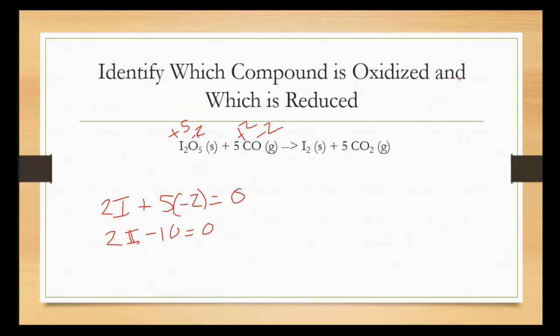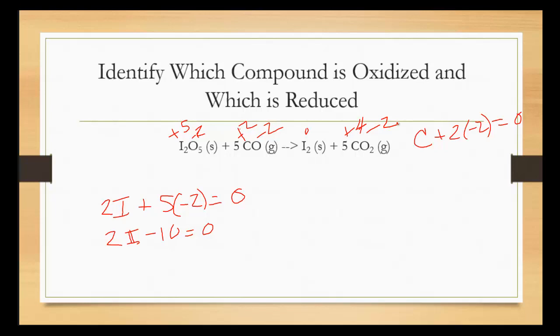And then we have CO2. So we have carbon plus 2 -2 charges for oxygen is neutral. So that means carbon must be a +4, while oxygen's a -2. Now, let's pair up which ones are being oxidized and which ones being reduced. We're looking at the things where the charges have changed.